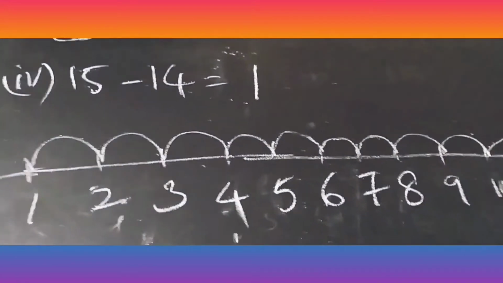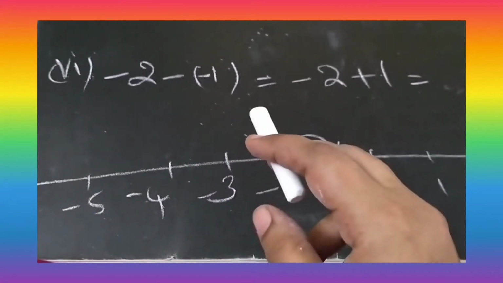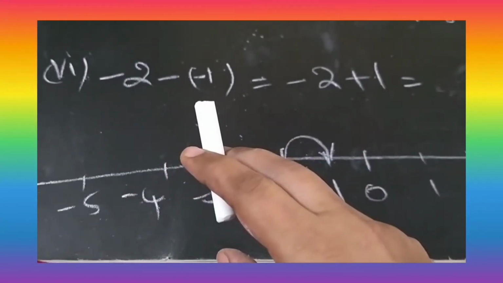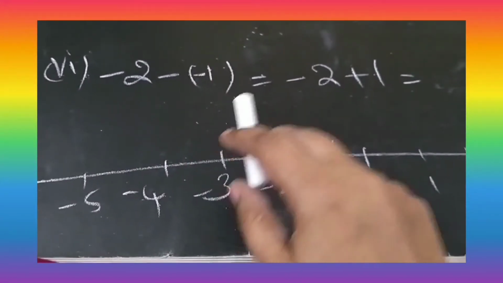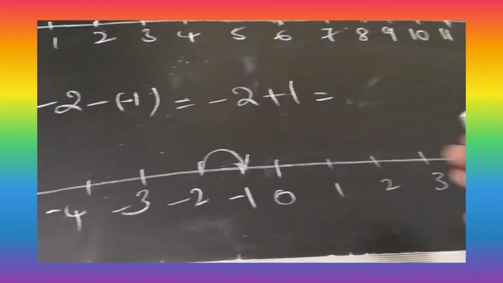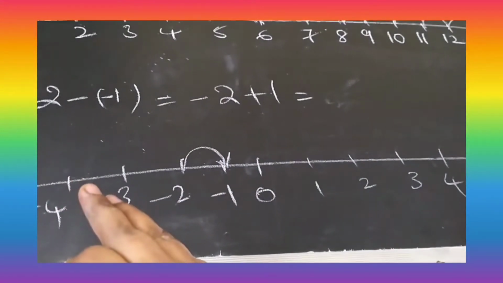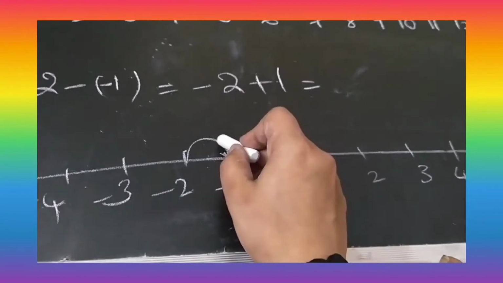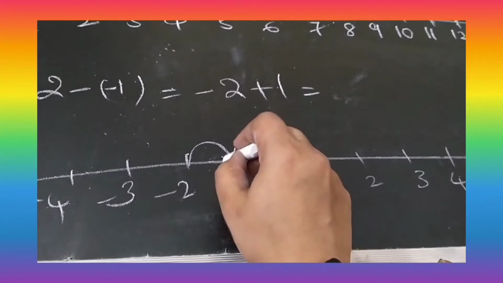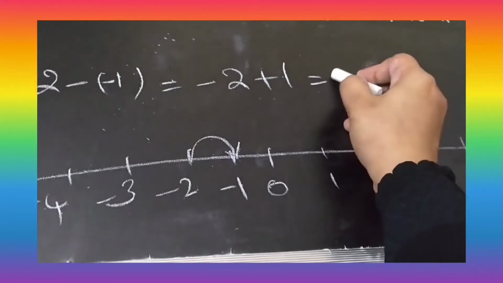The sixth sum is minus 2 minus of minus 1. Again you have to remove the bracket. Minus into minus is plus, so it will become minus 2 plus 1. Again you have to draw a number line, with positive numbers on the right side and negative numbers on the left side. Minus 2 plus 1 means you have to move the curve on the right side one time. 1 is there here now. So minus 2 plus 1 is minus 1.